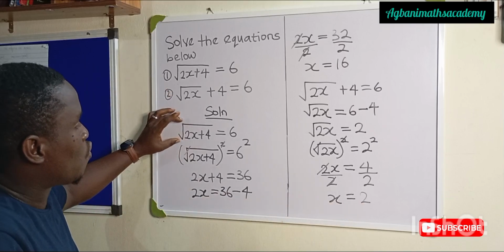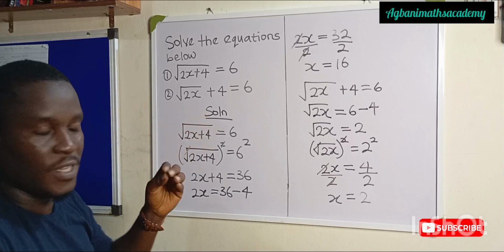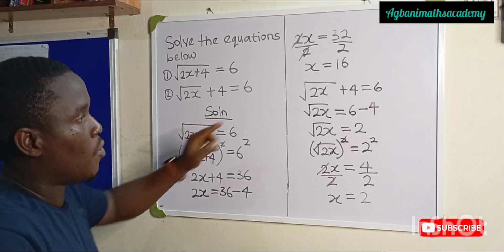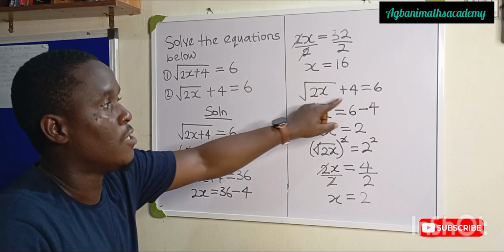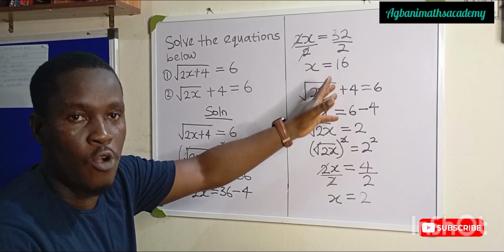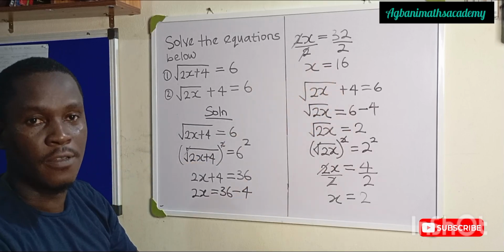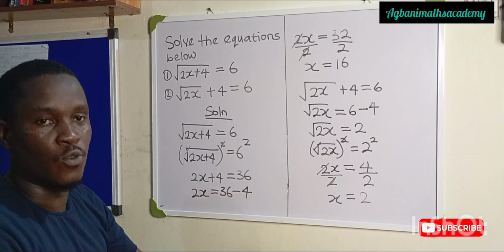When you have a square root covering the entire values on the left, the first thing you do is eliminate the square root. But when you have a situation where some of the values are not under the square root, the first thing you do is work on the values outside the square root, then you can work on the values in the square root.